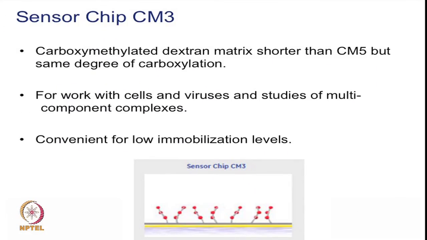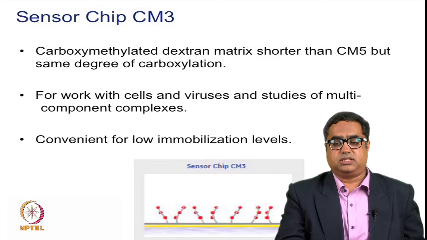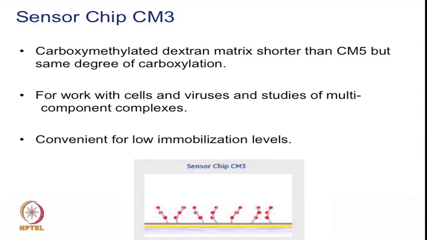Coming to another chip surface, which is called CM3, another way of branching of the carboxymethyl groups on the sensor. Here again the matrix is a little shorter than CM4, also convenient for low immobilizations and generally good with cell or virus immobilization or multi-component complexes. So, coming to another sensor chip, the C1 sensor chip.